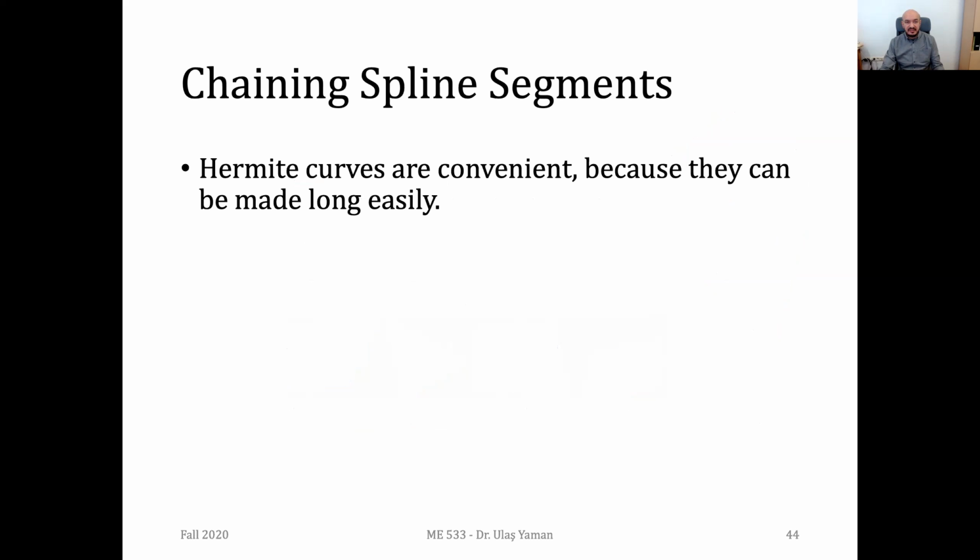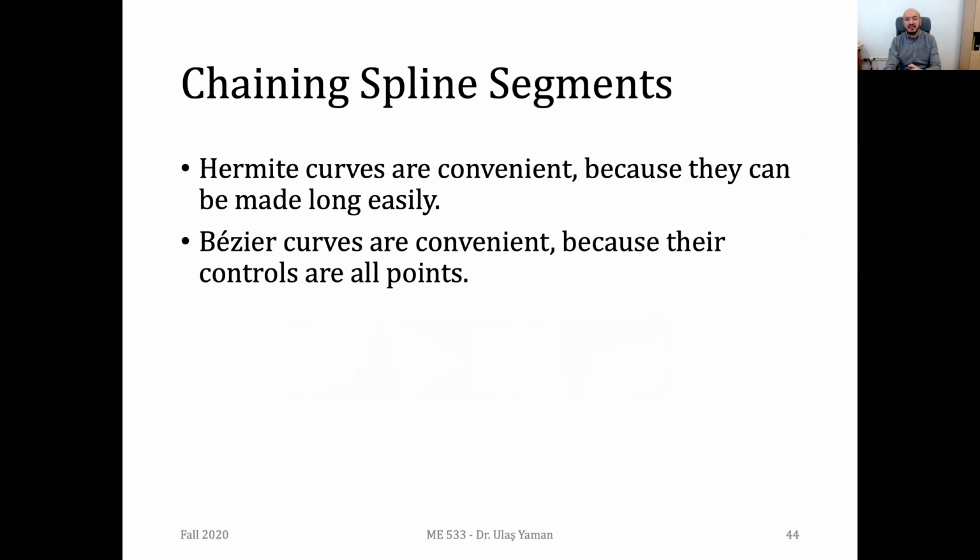So how are we going to chain all these segments? The Hermite ones are not that difficult, since we make use of the tangents. If the end tangent of the first part is equal to the starting tangent of the second part, then you can easily join them together. But on the Bezier side, it's a bit different. The advantage of the Bezier curves is that you just have the points. You don't play with the tangents.